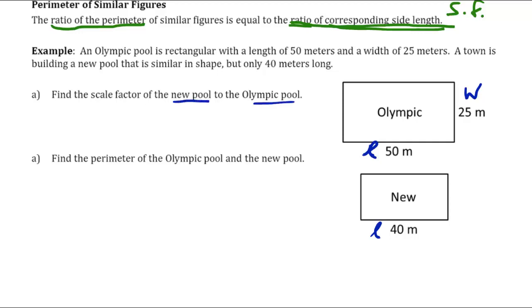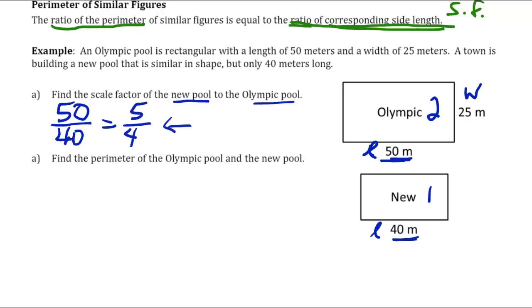So the first thing we want to do is find the scale factor of the new pool to the Olympic pool. New to Olympic. If I want to go from new to Olympic, I'm getting bigger, right? And if I want to get bigger, I've got to multiply by something larger than 1. If I'm getting bigger, the bigger number is going to be on top. And so I want the 50 over the 40. Scale factor is 50 over 40. Now let's reduce that to 5 over 4. So there is my scale factor.